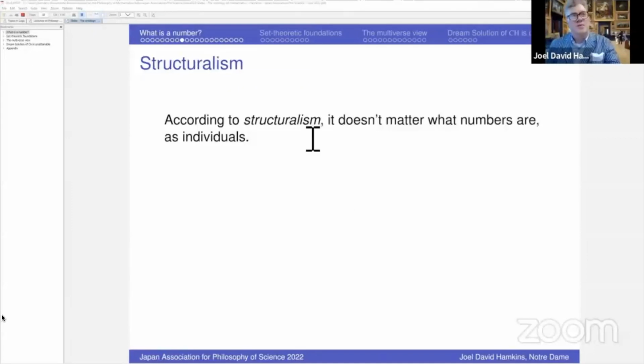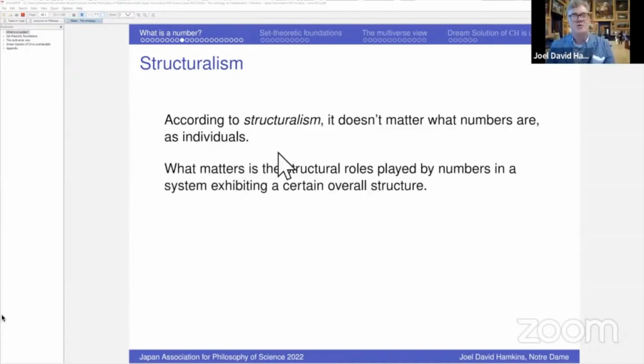So according to the philosophy of structuralism, it just doesn't matter what numbers are as individuals. What matters is the structural roles that they play in a system exhibiting an overall structure. That's what matters mathematically for the philosophy of structuralism.